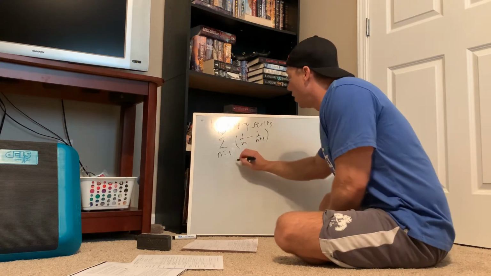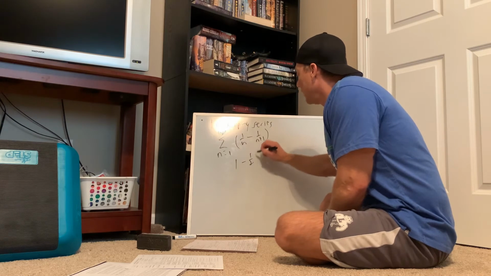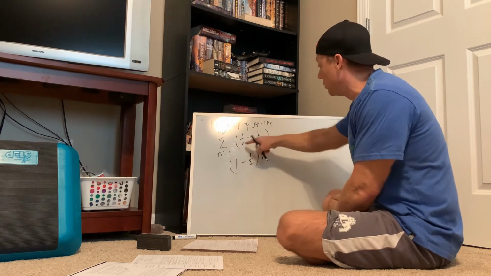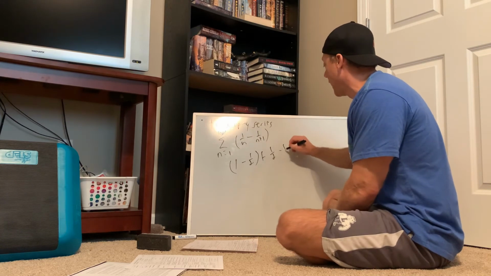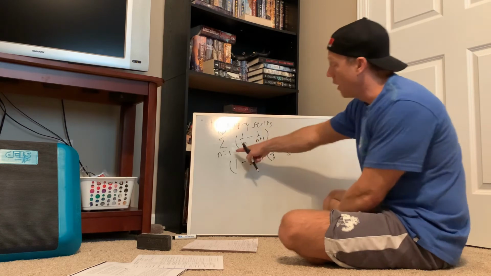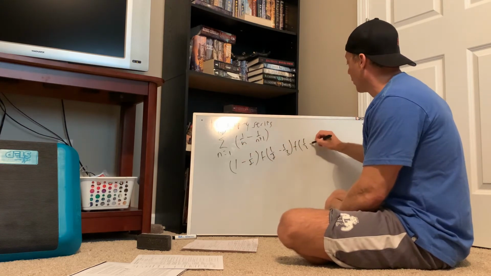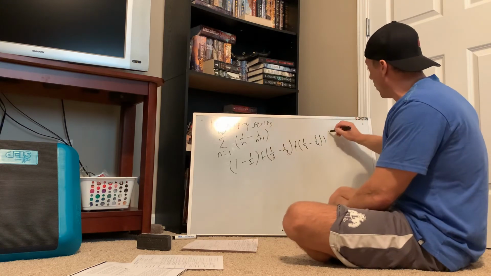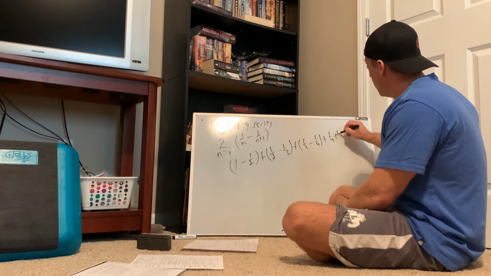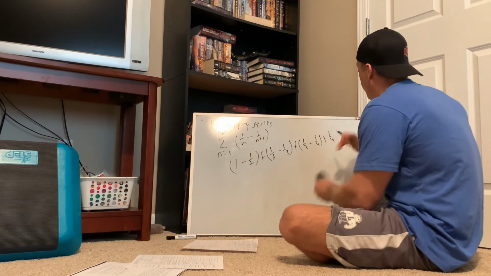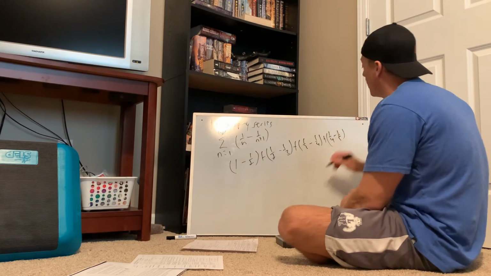So when I plug in 1, I get 1 minus 1/2. Plus, now n goes to 2. So I plug 2 in, I get 1/2 minus 1/3. Plus, now I plug 3 in, I get 1/3 minus 1/4. And then we keep going. If I plug 4 in, I would get 1/4 minus 1/5. And we can keep going on and on.